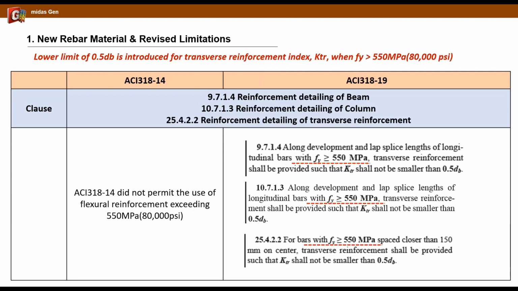ACI 318-19 states that along development and lap splice lengths of longitudinal bars with Fy exceeding grade 550, Ktr shall not be smaller than db. ACI 318-14 did not permit the use of flexural reinforcement exceeding grade 550 for beams and columns. The requirement for a minimum value of Ktr along development and splice lengths improves ductility.